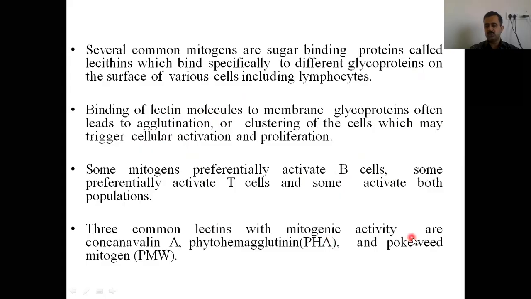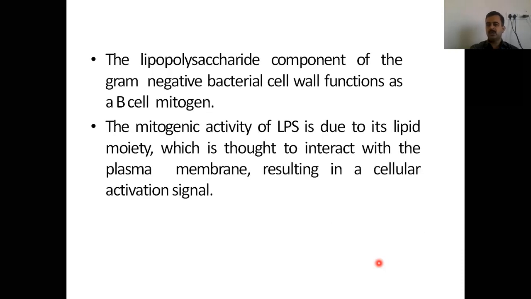The most common lectins with mitogenic activities are concanavalin A, phytohemagglutinin (PHA), or pokeweed mitogens. So these are specific mitogens which are helpful in activating T and B cells. Specifically, the B cells get activated because of the mitogenic activity. The lipopolysaccharide component of the gram-negative cell wall also functions as a B cell mitogen. So there are certain bacteria which also have this ability to activate B cells. The mitogenic activity of lipopolysaccharide is due to its lipid moiety, which is thought to interact with the plasma membrane, resulting in a cellular activation signal. So the LPS plays an important role inside the bacterial cell wall, which helps in activating B cells.